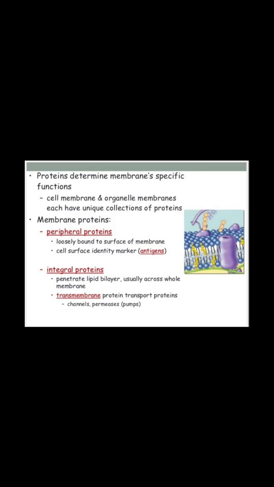First one is membrane protein. In the case of peripheral proteins, they are loosely bound to the surface of the membrane; cell membrane markers are called antigens. Second one is integral protein, which penetrates the lipid bilayer, usually across the whole membrane. Next one is transmembrane protein, the transport proteins, that is channels, permeases, pumps.